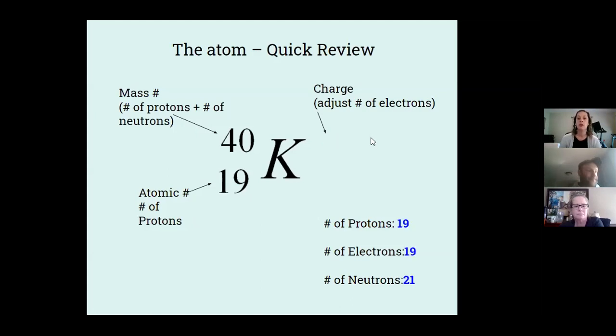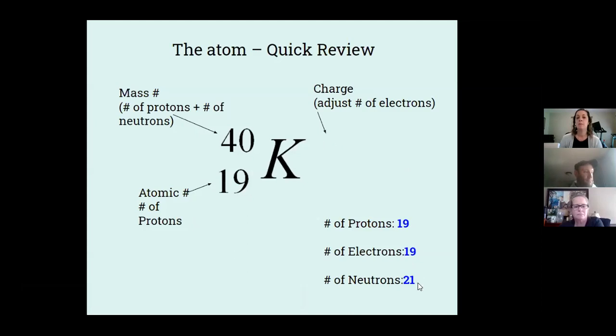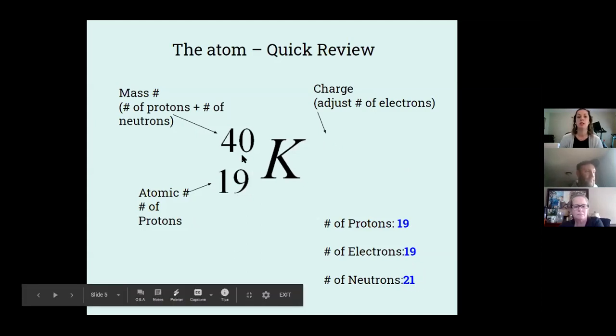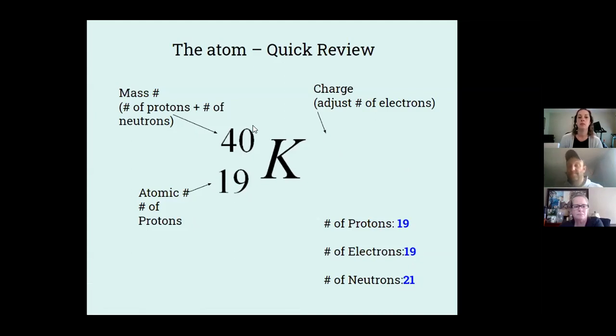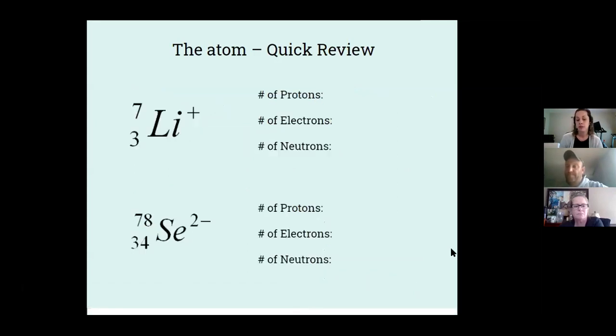For this example, there's 19 protons. Again, that comes from the atomic number. There's 19 electrons. There's no adjustment. There's no charge, so it's the same as the proton. And there's 21 neutrons. So I like to look at this left-hand side like a math problem. It's 40, because that's the total of both, minus 19, which is just the protons, gives us 21 neutrons. I have a couple for you to try. Go ahead and pause your video and give these a go.